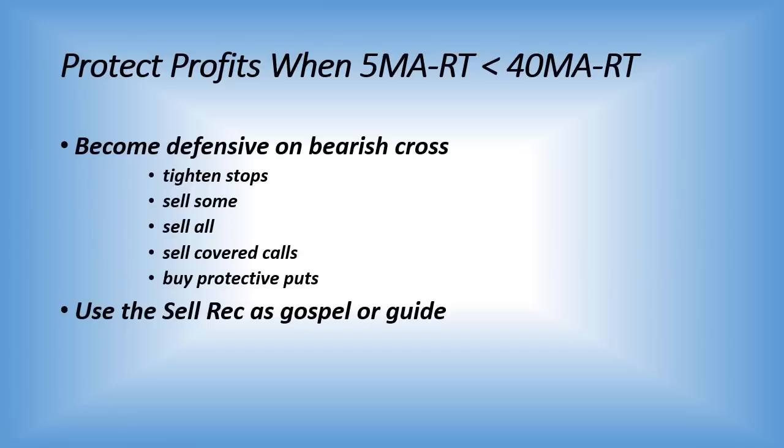Using the same tool set to manage the trade, if the 5-day moving average is below the 40-day moving average, it's time to become defensive. And being defensive means that we can tighten our stops, we can sell some of the position, we can close all of the position.